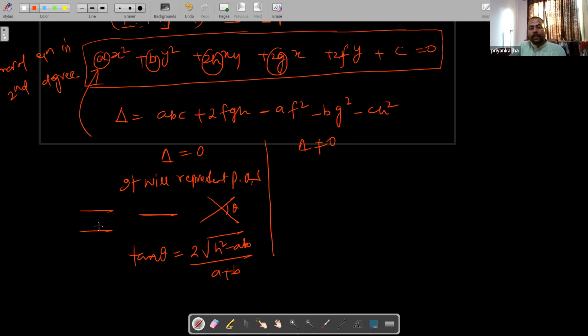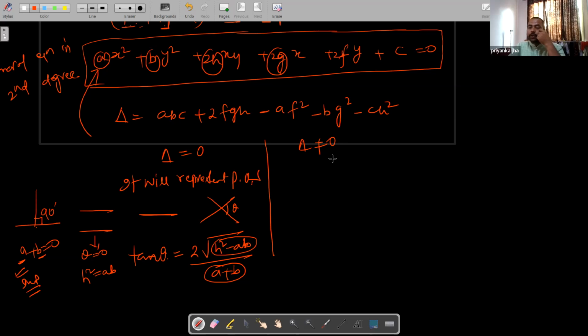Now you can see that these two lines may be perpendicular to each other. If lines are parallel to each other, it means that theta is 0. It means that tan 0 is 0. It means that h square will be equal to ab. But if they are perpendicular to each other, theta is 90 degrees, tan 90 is infinity. So a plus b will be 0. Then only something upon 0 is infinity. So a plus b equal to 0. A plus b means coefficient of x square plus coefficient of y square will be equal to 0. This is very important. We'll use it. Right? Okay.